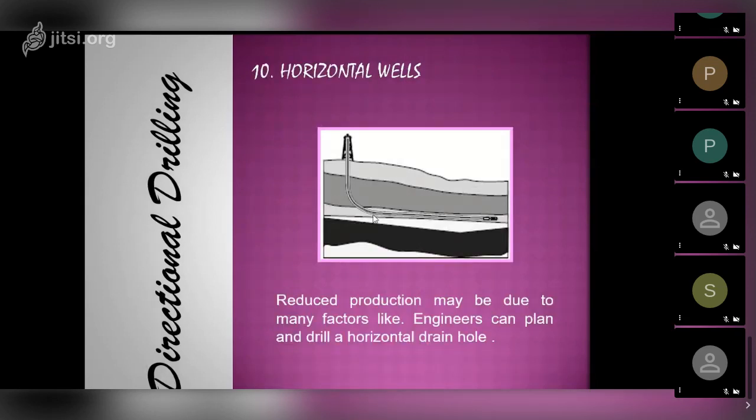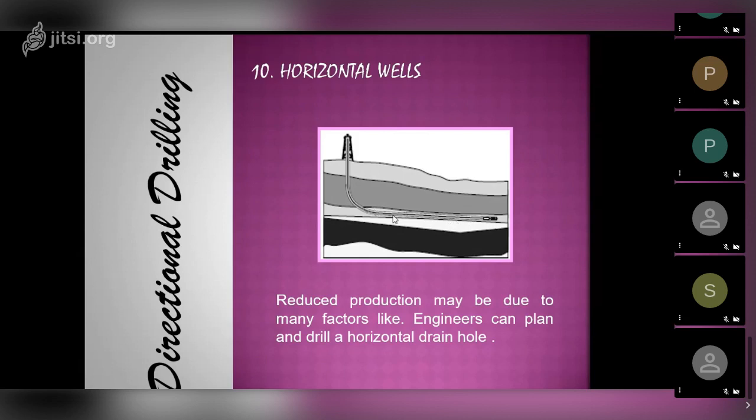So let's assume this is a very thin reservoir, and if we penetrate vertically, we will get oil only from this side. But if I drill vertically and go horizontal, say this is 1,000 meters, I increase the productivity by 1,000 times.